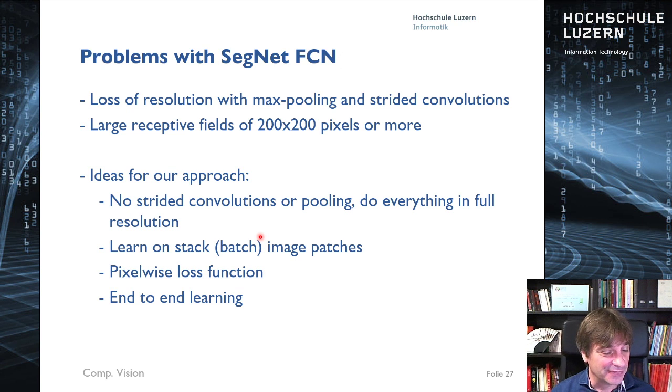So our first idea was to go back to the original idea of fully convolutional networks, namely to do everything in full resolution and not use any downsampling at all. So no strided convolution, no pooling, everything in full resolution. It actually works out quite nicely, but it was a bit harder to train on images in full resolution, because you also need much more memory if in every step of the filters you have the image at that resolution.